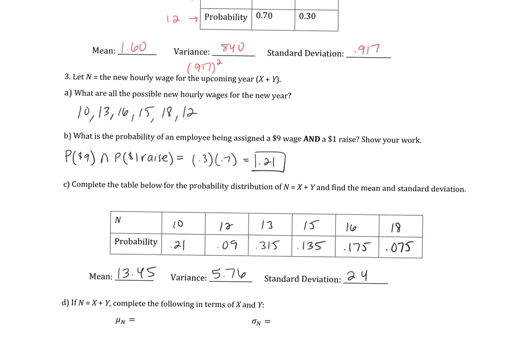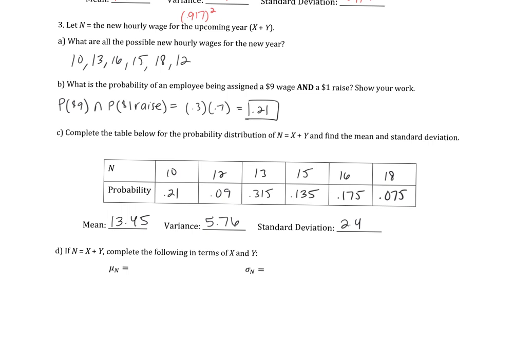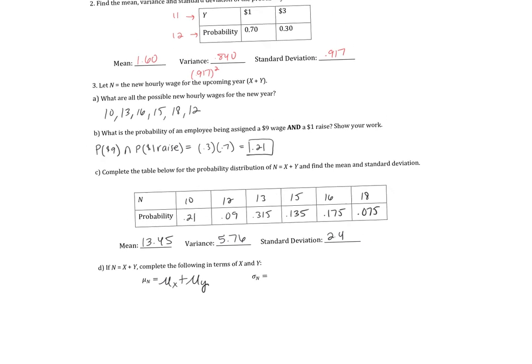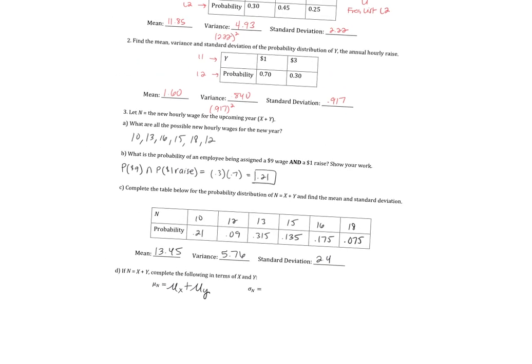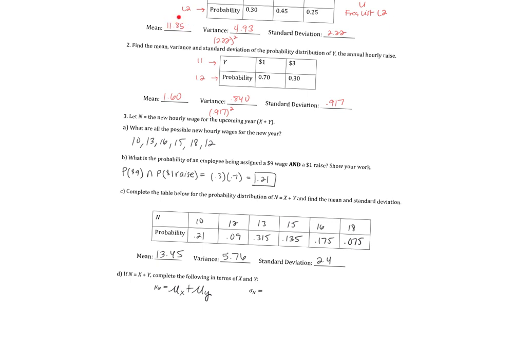So after you calculate the new mean, variance, and standard deviation, we can see what happens when we're adding or combining two random variables to get a third random variable. You should see that mu sub n is really just equal to mu sub x plus mu sub y. You can see that if you were to just add these together, you would get your new mean.